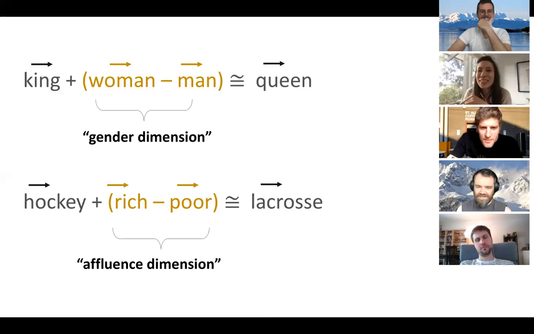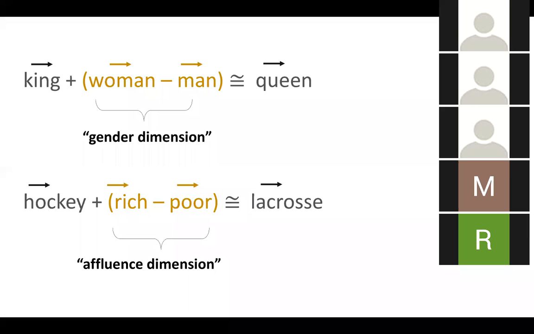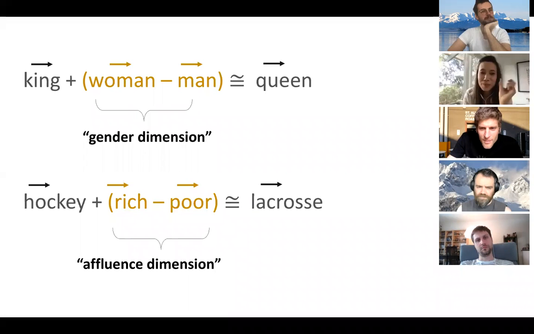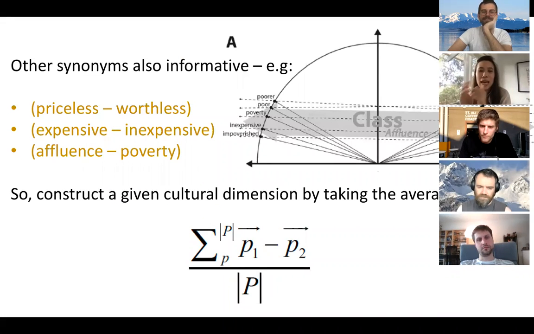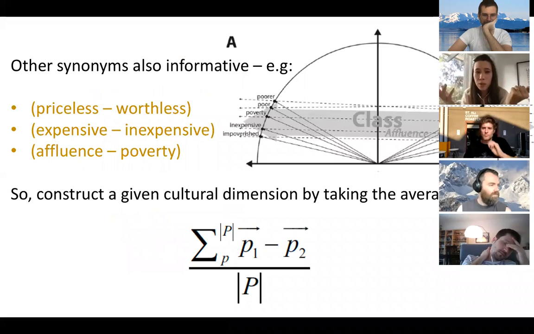They tested this using Google News text for this example, and what they ended up with was the word lacrosse. So hockey plus a bit richer gives you lacrosse. Now, one issue with this, of course, is that rich-poor is one example of antonym word pairs that would be aligned with, let's call it affluence, but there are lots of other possibilities we might consider, such as priceless minus worthless, expensive minus inexpensive, and so on.